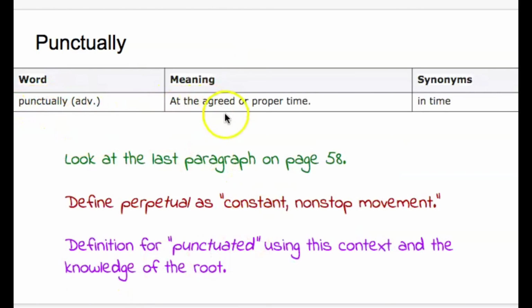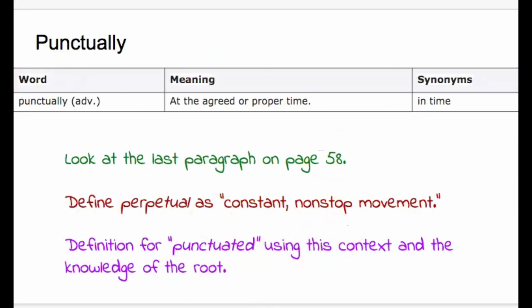Punctual means at the agreed or proper time, or in time. So if you are punctual for something, that means you are on time for it. So in order for me to be punctual to get to work, I have to wake up on time to make sure that I make it punctually on time for work. I want you to look at the last paragraph on page 58 of your novels. Define perpetual as constant or non-stop movement. Write your definition for punctuated using this context and the knowledge of the root.